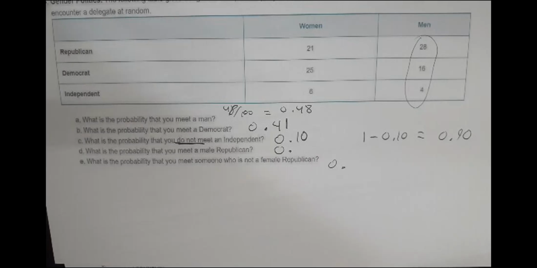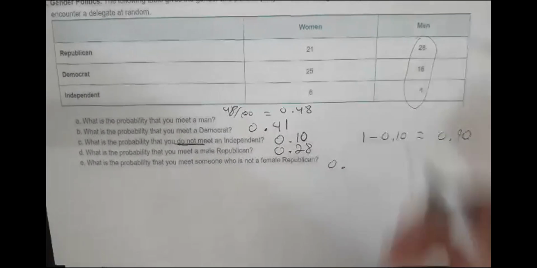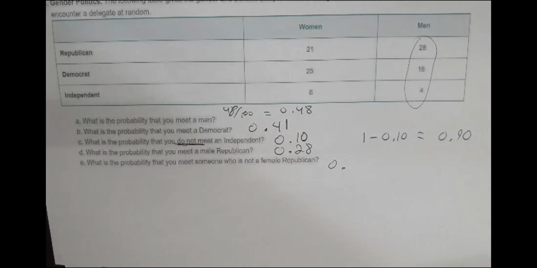What's the probability you will meet a male Republican? So what number am I looking at here, or what numbers am I looking at? 28. I'm looking at just a single number, 28. So this will be 28% or 0.28.